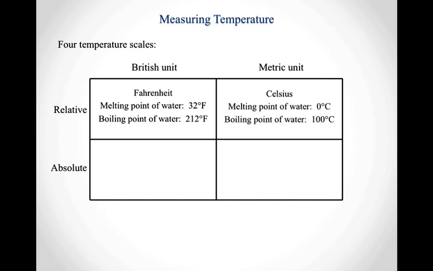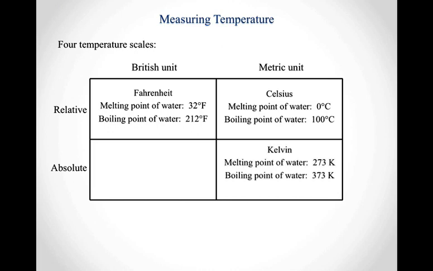The metric unit that we're most familiar with tends to be a relative scale, and that's Celsius. And so the Celsius scale goes from the melting point of water at 0 degrees Celsius to the boiling point of water at 100 degrees Celsius. So the Celsius scale was set up so that the difference between the temperature at which water basically freezes into ice and the temperature at which it boils away to steam is precisely 100 steps.